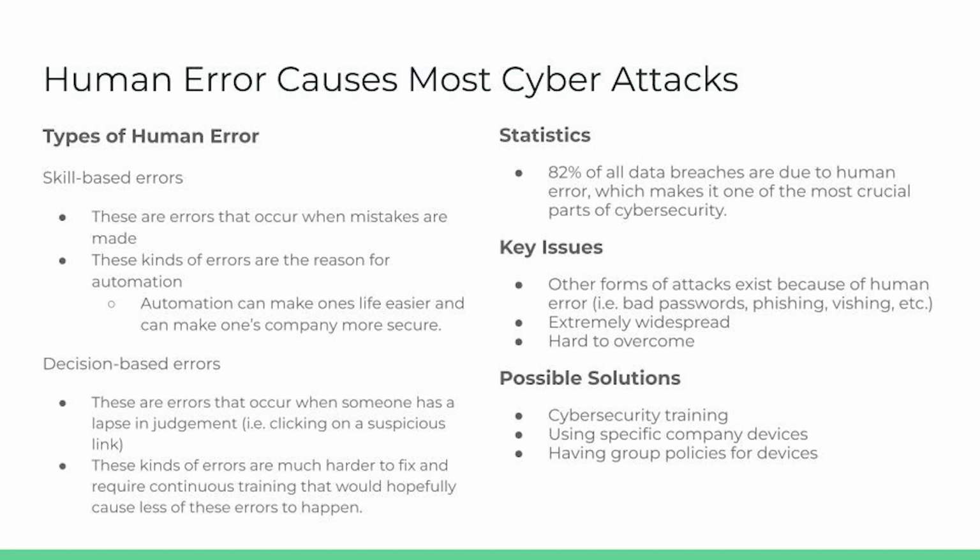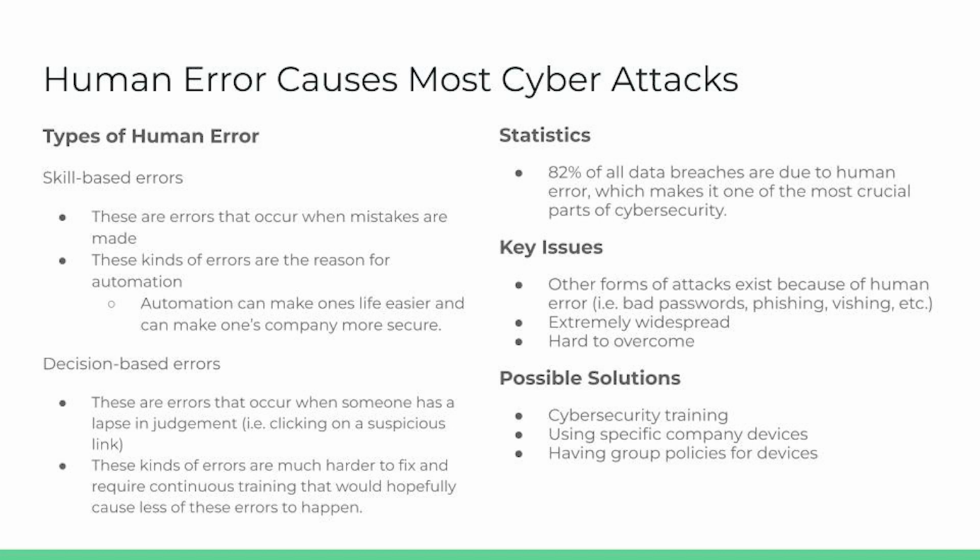First things first, let's talk about human error. Human error causes the most cyber attacks. There are two types of human error: skill-based and decision-based errors. Skill-based errors occur when someone makes a mistake or when someone doesn't know the best course of action. These kinds of errors are slowly going away because of automation. Automation allows for fewer skill-based errors to occur because a computer will do something the same way every time.